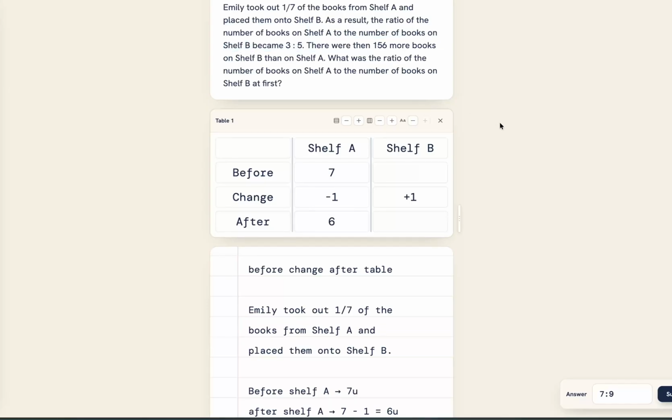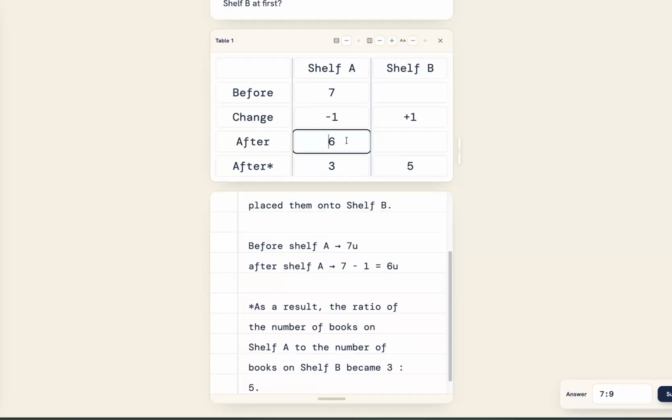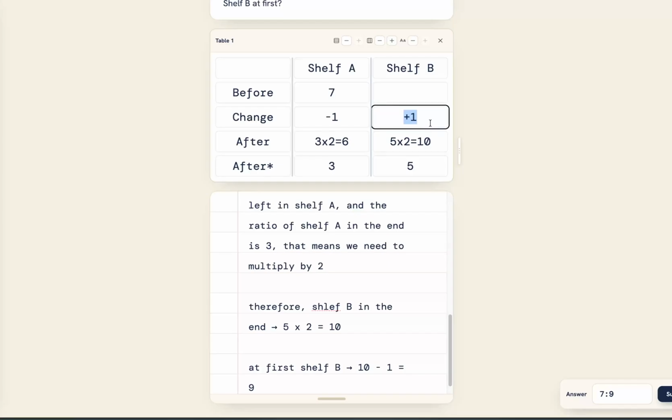So if I were to put this here, then as a result, the ratio of books for shelf A to shelf B is 3:5. So we're going to add another one here, this 3:5, this after as well. So then how do we get from 3 to 6? That means for after, 6 is 3 times 2, which is equal to 6. And 5 times 2 is equal to 10. Since we know this is 10, therefore, shelf B, if we received 1 to get 10 in the end, that means at first it had 9. Or you can put 10 minus 1 is equal to 9.